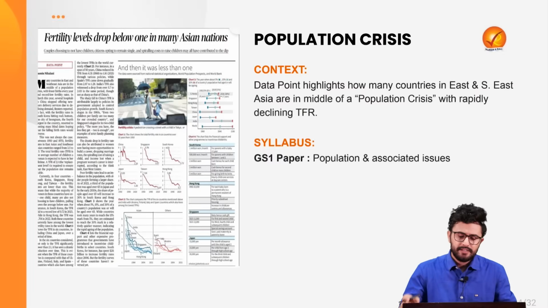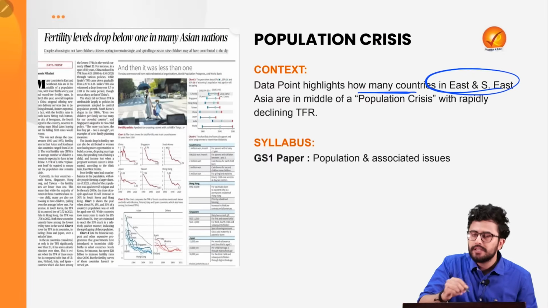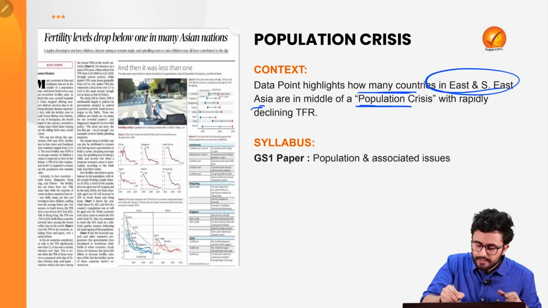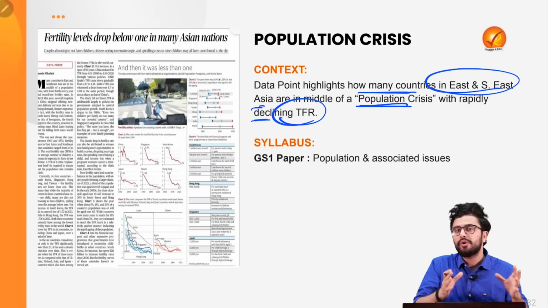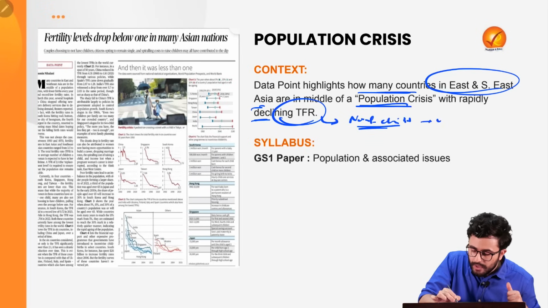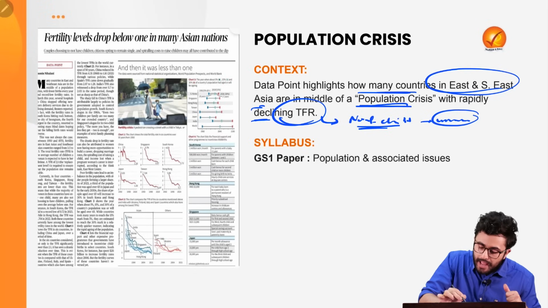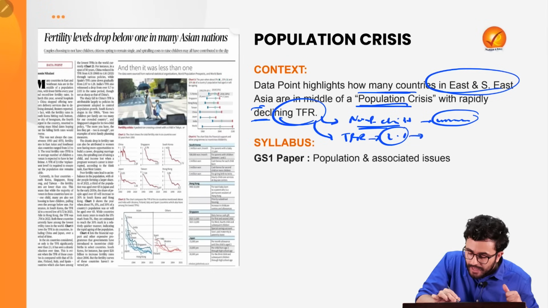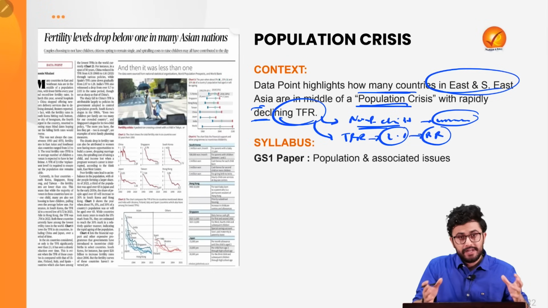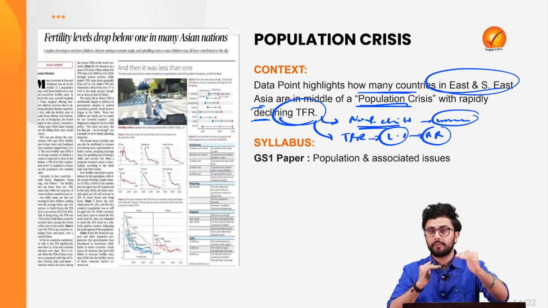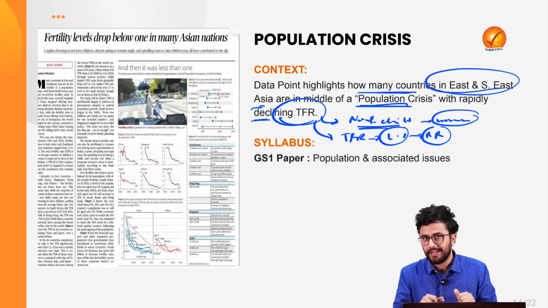Data point highlights how many countries in East and Southeast Asia are in the middle of a population crisis with a rapidly declining total fertility rate. Total fertility rate basically stands for the number of children a woman is expected to have. And if this TFR stands at 2.1, that is considered the replacement rate, or the rate at which the population will remain stable, neither increasing nor declining.